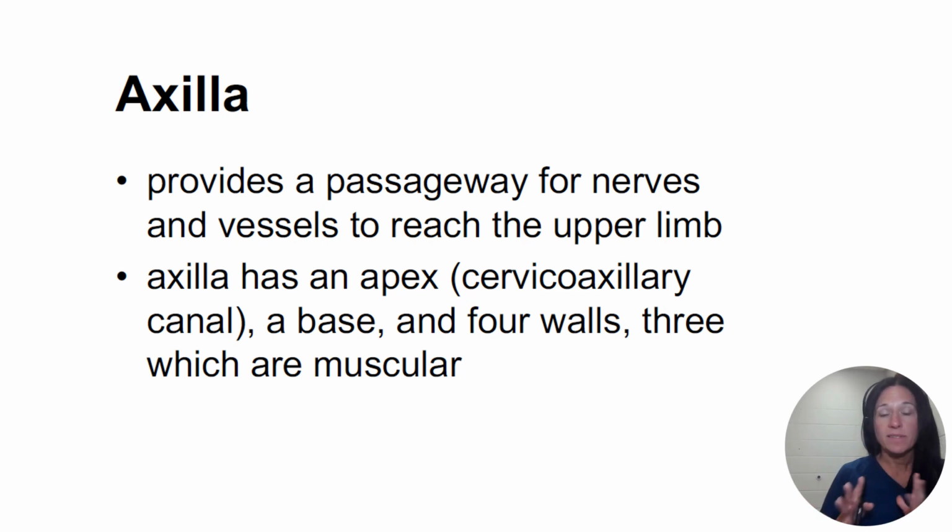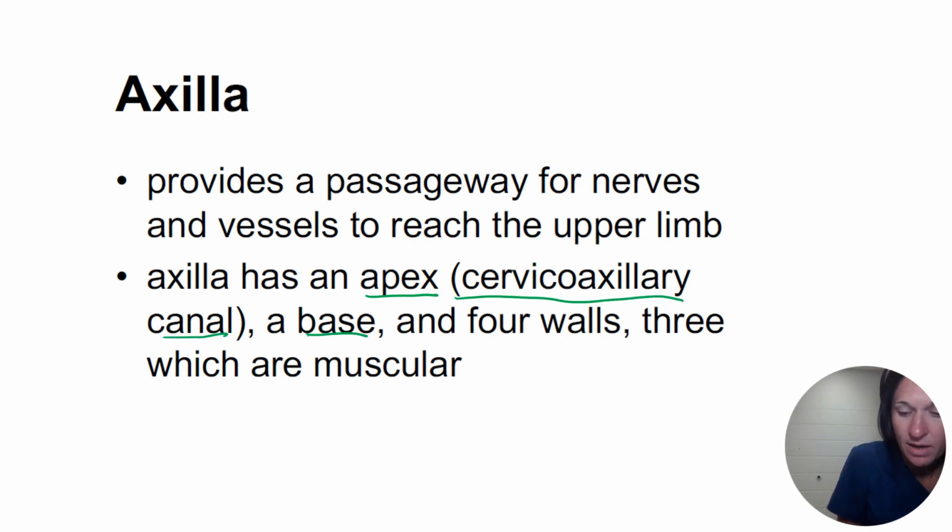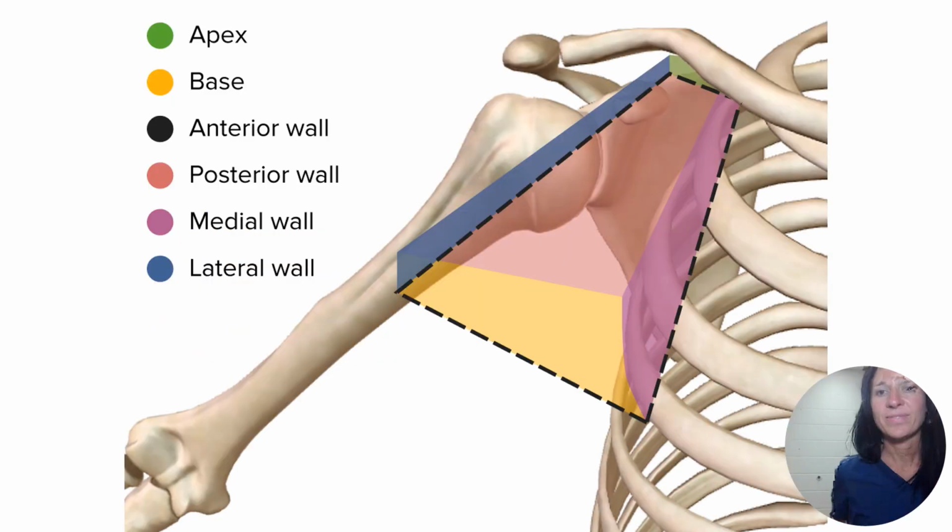Now the shape and size of the axilla can vary depending on what position the arm is in. Is it abducted? Is it adducted? But the axilla is going to have an apex or cervical axillary canal, a base, and 4 walls, 3 of which are muscular. So let's take a look at the shape of the axilla and what makes up the apex, base, and 4 walls. Now we can see this nice schematic of the axilla and talk about these different components and the boundaries that form them.